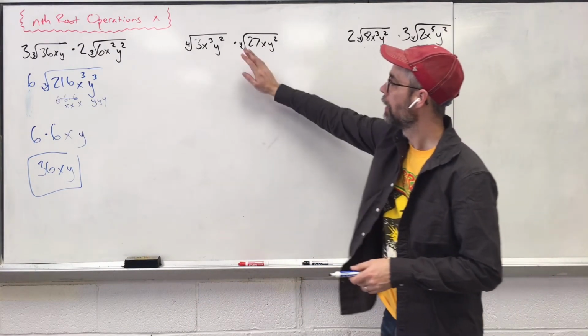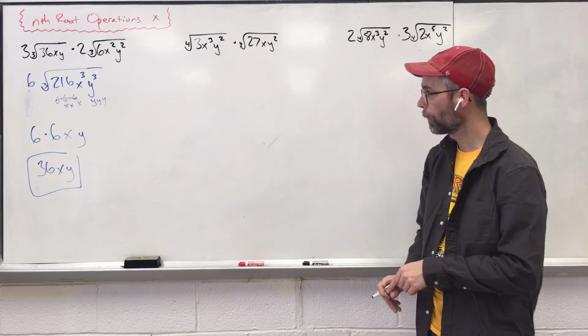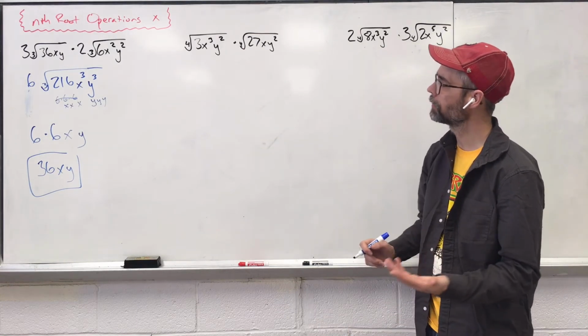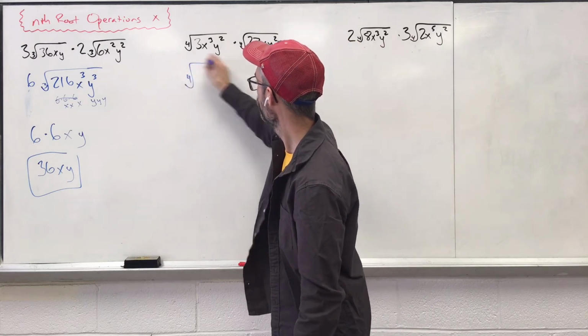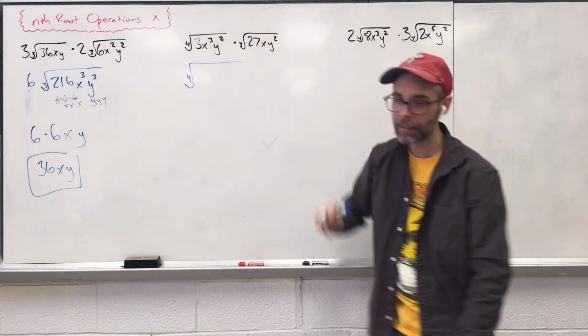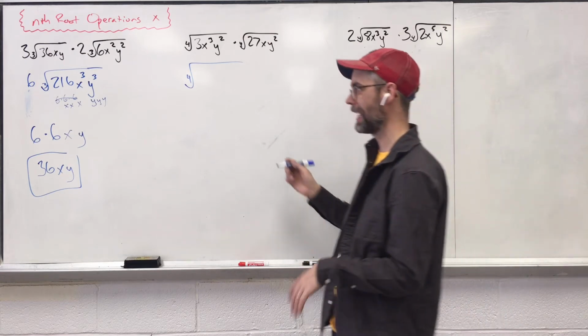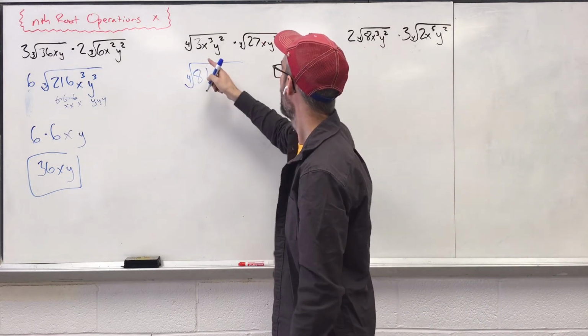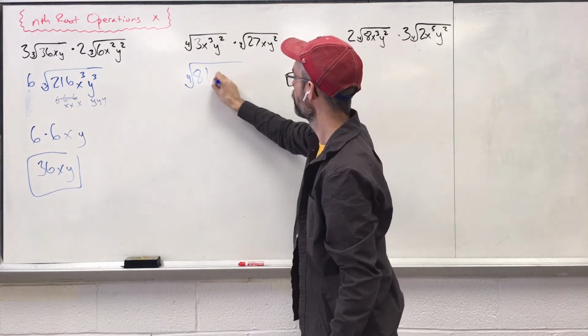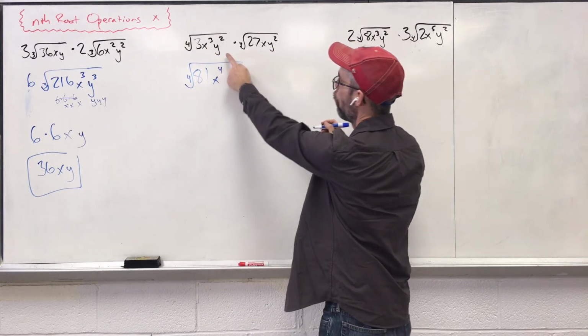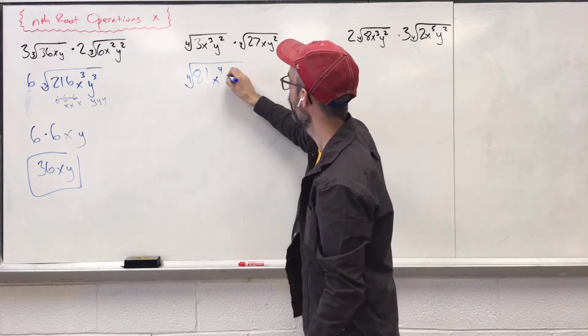Let's try it again. This time we have an index of 4. So no numbers on the outside, but that's fine. Index of 4, big radical. 3 times 27 is going to give us 81. And now let's add our exponents. X to the third, x giving us x to the fourth, y squared and y squared giving us y to the fourth.